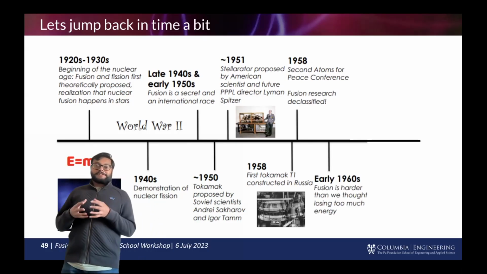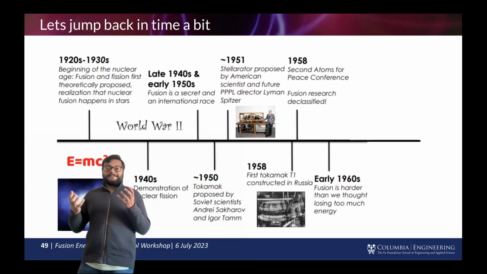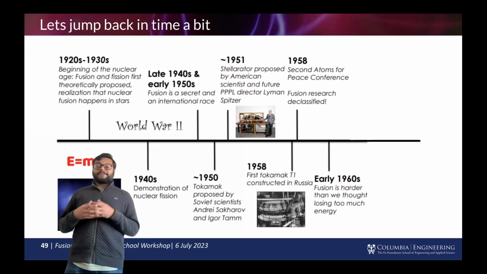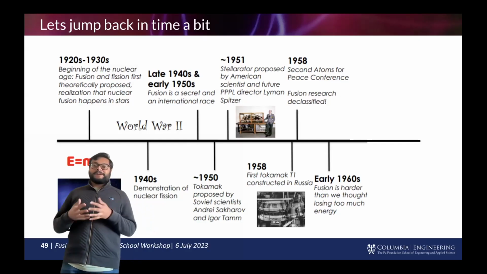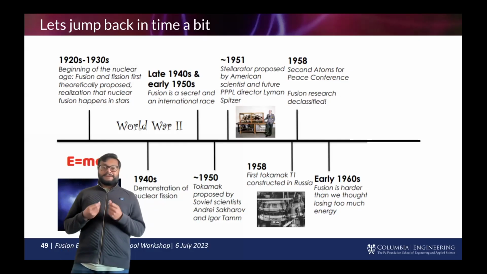The initial predictions of when a fusion reactor was going to produce net fusion energy were very optimistic, spanning like 10 to 20 years. But then they realized in the early 1960s that fusion is a lot harder than they initially thought.